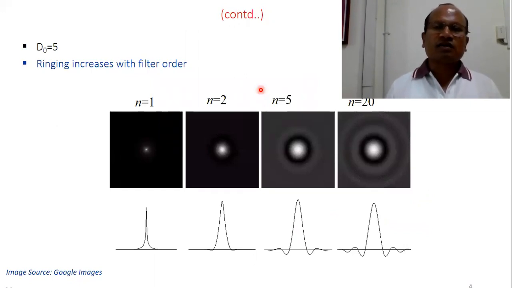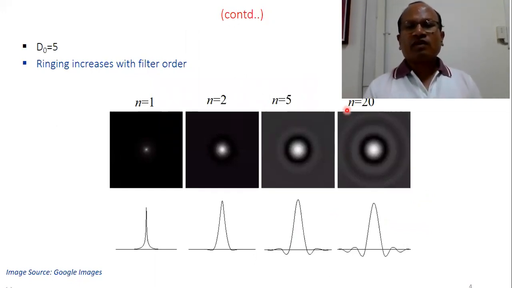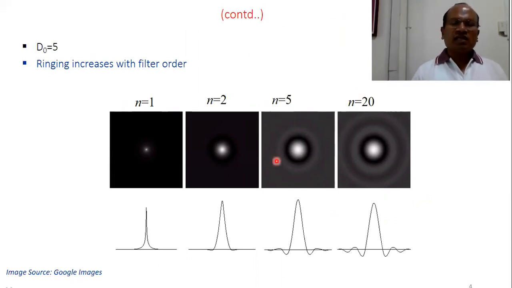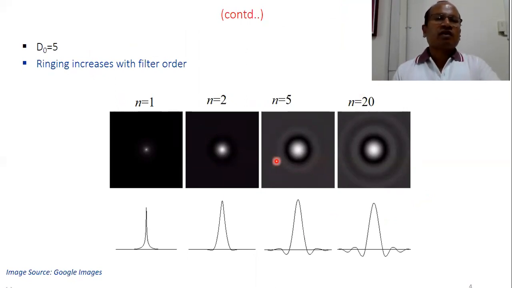This is one interesting diagram that highlights the role of the filter order. In all these diagrams, the cutoff distance is now fixed. In the earlier case, filter order was fixed and cutoff distance was increasing. Now see what we are doing. Cutoff distance is fixed as 5, and the filter order is increasing. This is the case when n equals 1, n equals 2, n equals 5, n equals 20.